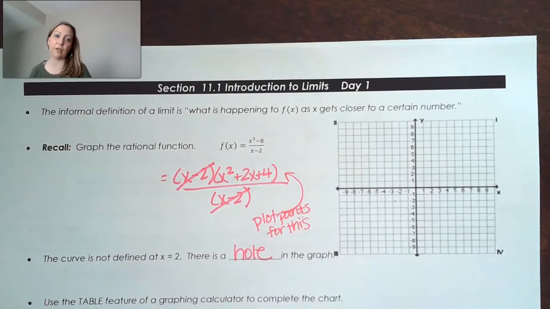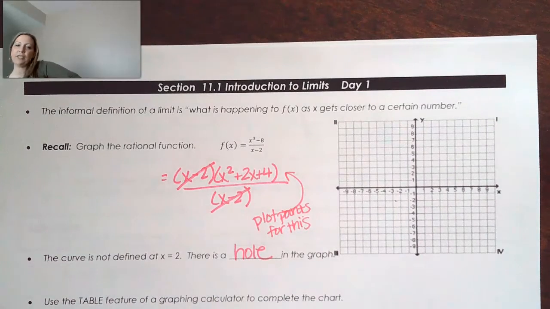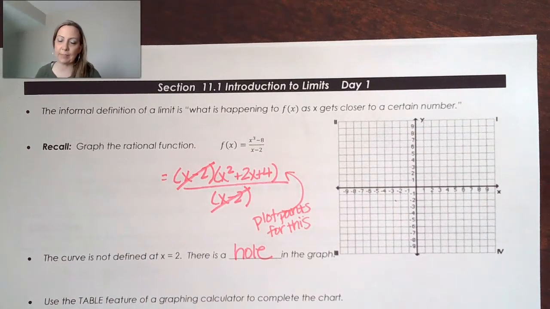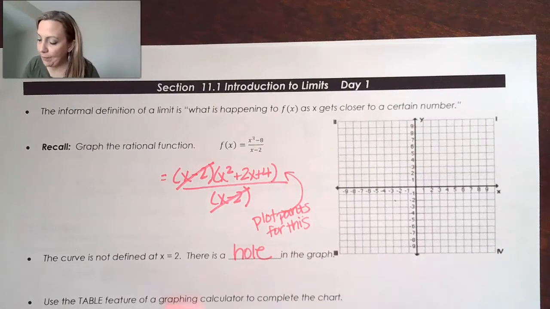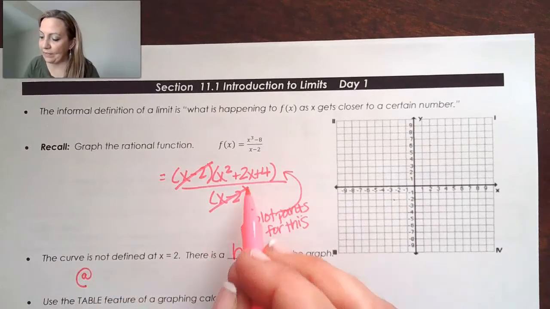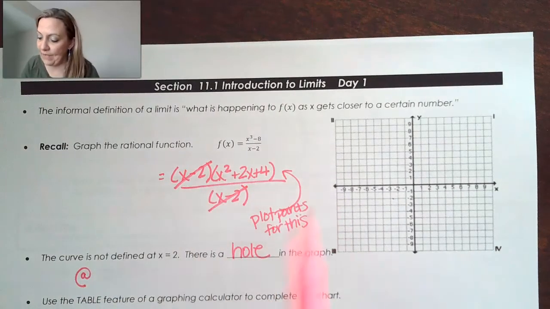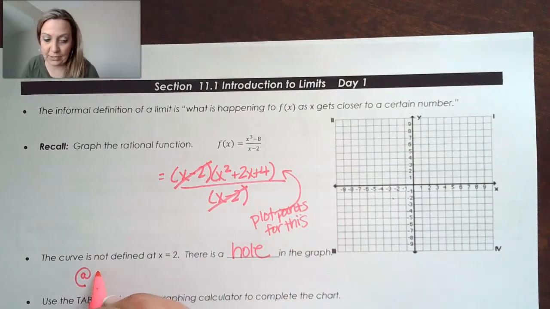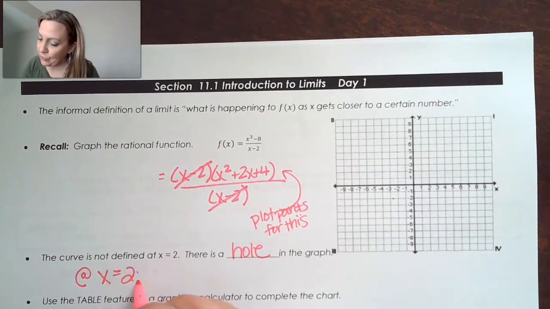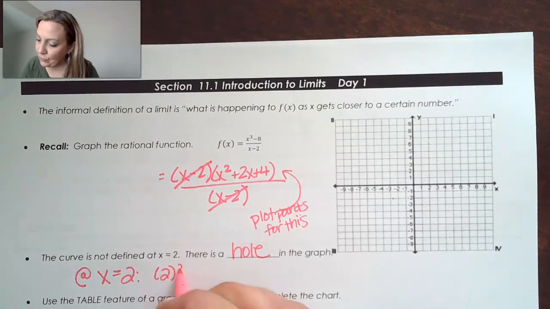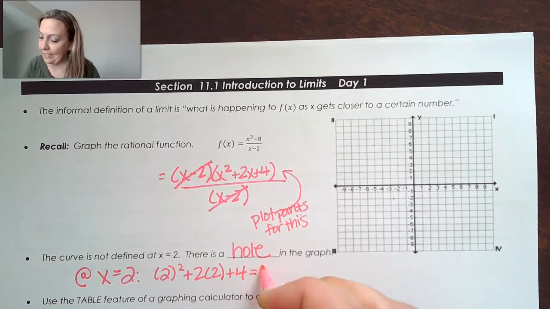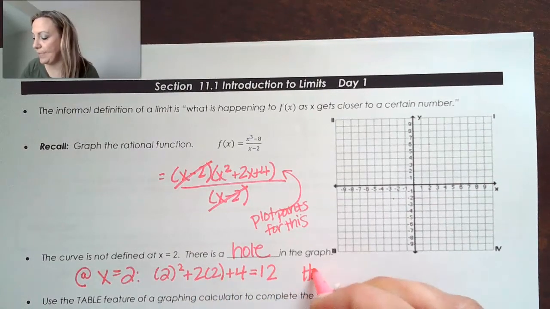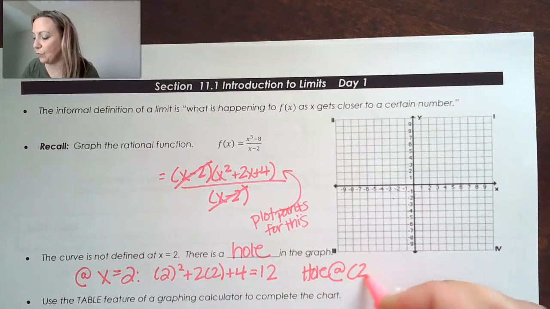for this part of the expression, the x squared plus 2x plus 4, but want to make sure that we deal with that hole. Remember that to find the hole value, we can ignore the values that we canceled out, and at x equals 2, we can take 2 squared plus 2 times 2 plus 4. That gives me 12. So that means that there's going to be a hole at (2, 12).